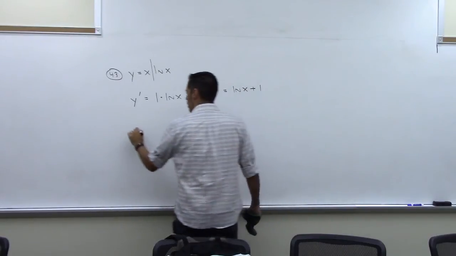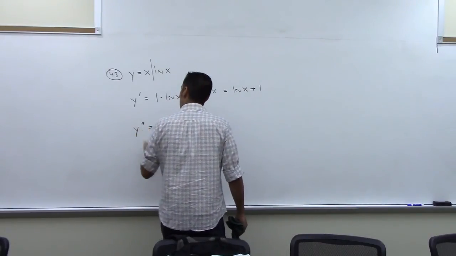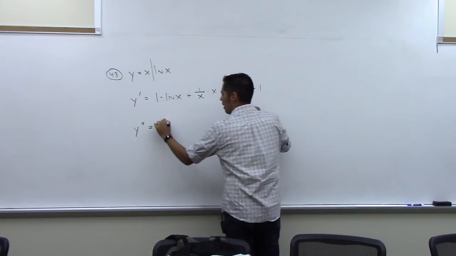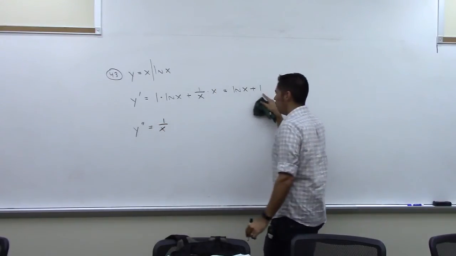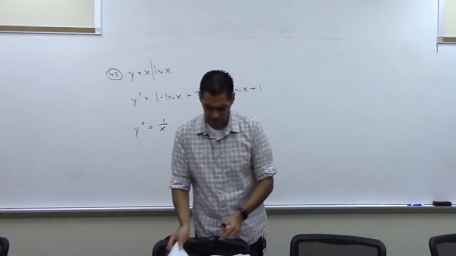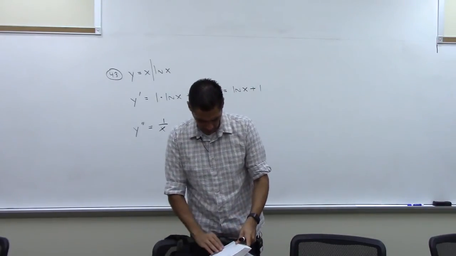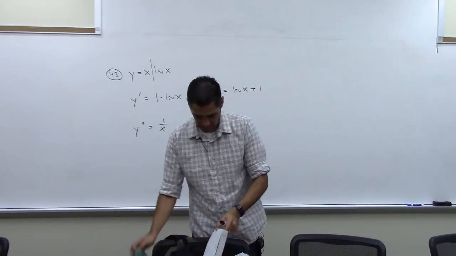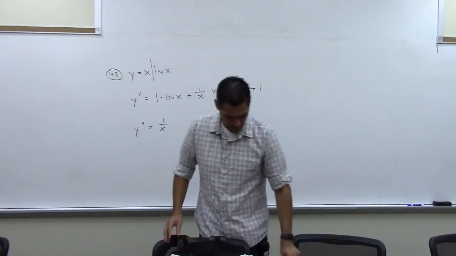And then y double prime is going to be the derivative of this. The derivative of natural log of x is just 1 over x. And the derivative of 1 is 0. So that's it. Boy, that was almost too easy. Let's see. This was, yeah, okay. All right, 45.